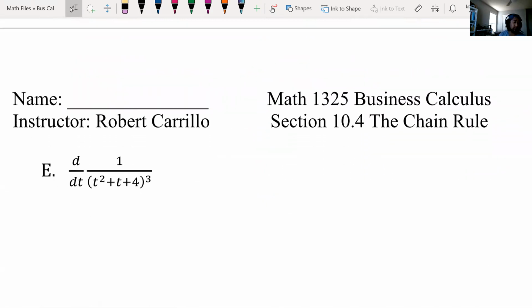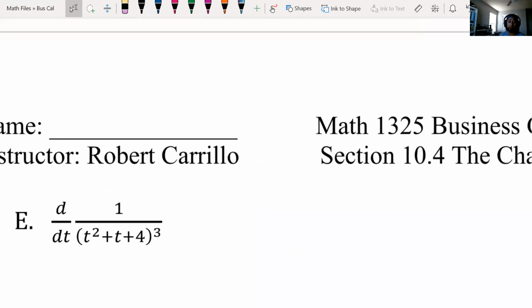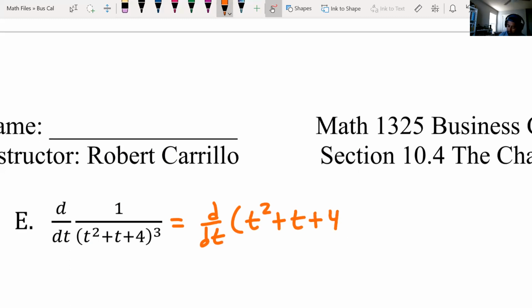E, d over dt of 1 over t squared plus t plus 4 to the third. So we could take the derivative in this form using the quotient rule, but sometimes it's just a lot easier to rewrite it. So let's just rewrite this as d over dt of t squared plus t plus 4 to the negative 3. All I did was flip it up, and it's going to make the derivative a lot easier.